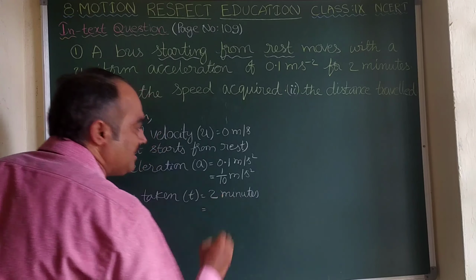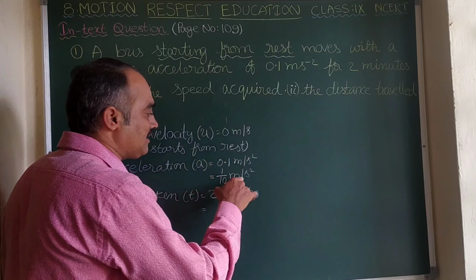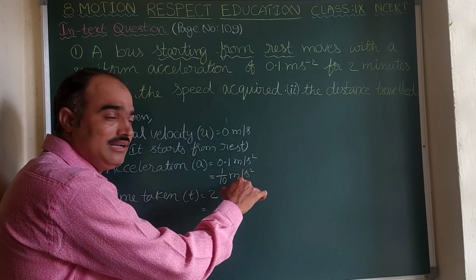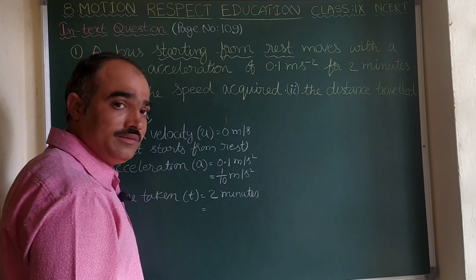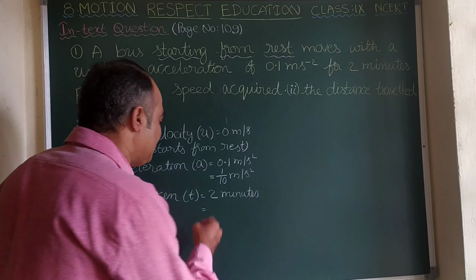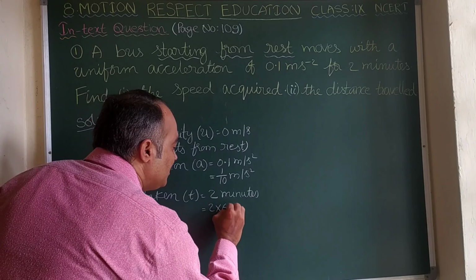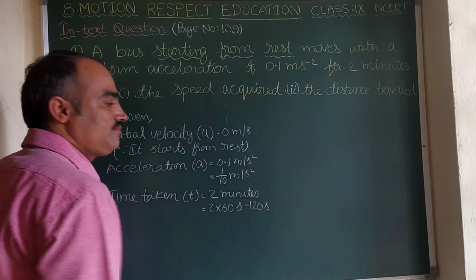Let us convert into seconds. Why? Because here initial velocity is in meter per second, and acceleration is in meter per second square. So in both the things second is there. So let us convert this into seconds. 1 minute is 60 seconds, so 2 minutes is 2 into 60 seconds, that is nothing but 120 seconds.